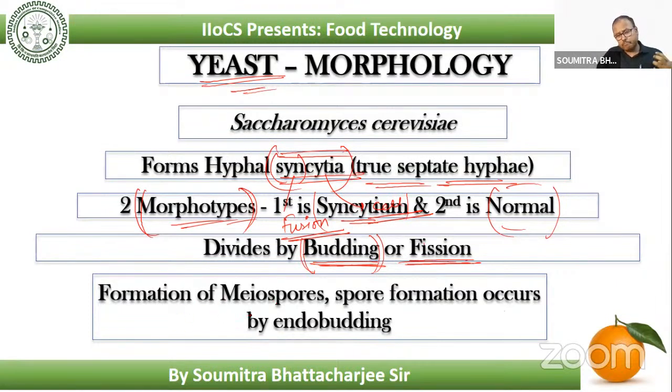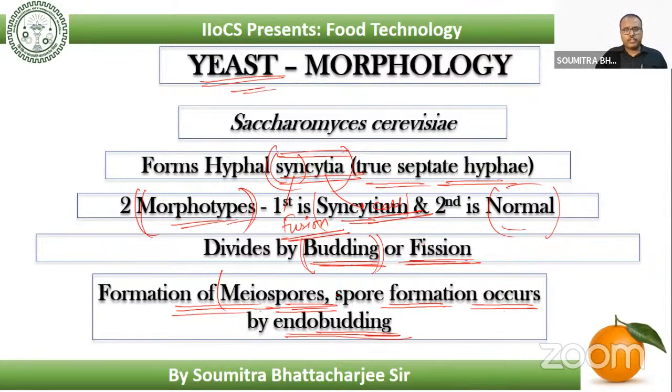Okay. So yeast always shows the formation of meiospores. And the spore formation occurs by the endobudding process itself. Endobudding. Now, what is endobudding? You can understand from the name itself: a single cell is there, and within that particular single cell, budding and other things happen internally, and multiple structures are formed internally. That is what we represent as endobudding.